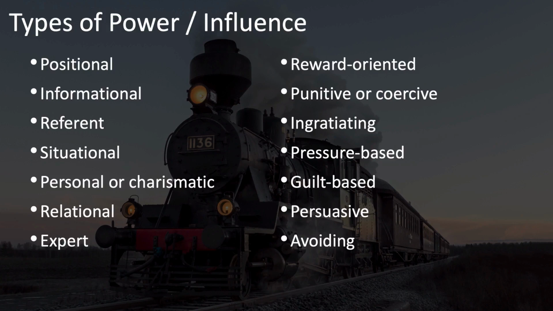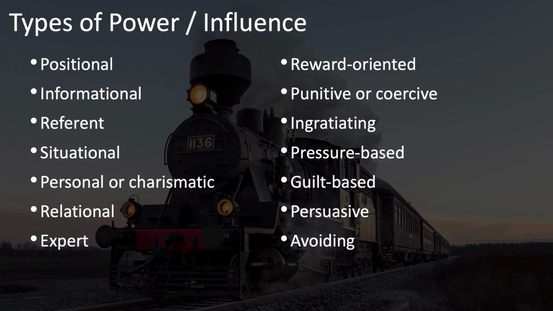In your position, you may have the authority to also reward people or punish people or coerce people into doing things. So reward-oriented power influence is your ability to reward people with money or other things or perks, but also as simple as giving praise to people. Punitive or coercive power influence is your ability to discipline them or in some way to bring negative consequences to bear.